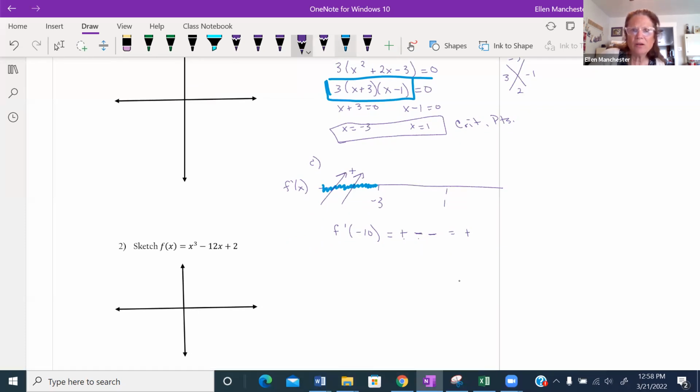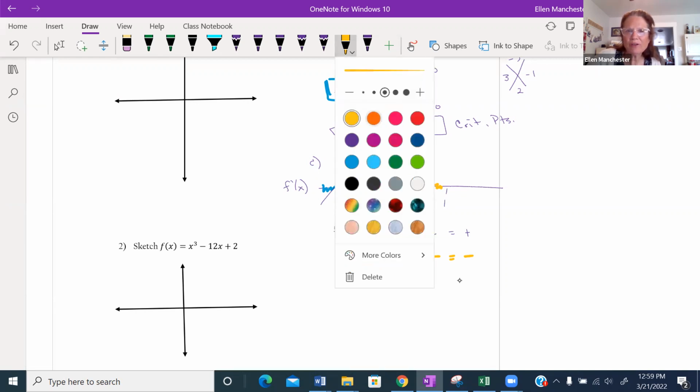Okay, so now I'm going to do the same thing in this interval. Pick a number between -3 and 1. I'll use the same color. Anytime I have a negative to a positive, I'm going to use 0. Makes my life easy, right? 3 is positive. 0 plus 3 is positive. 0 minus 1 is negative. That makes that whole thing negative. So it's going downhill here. Any questions so far?